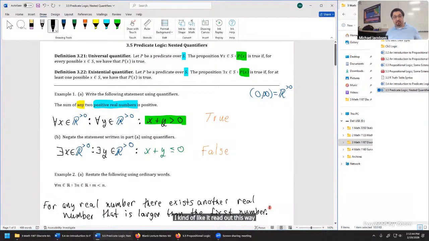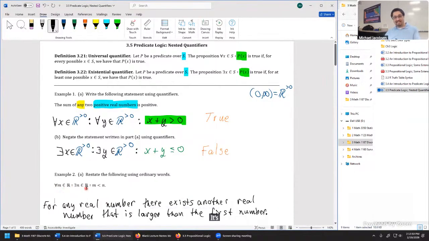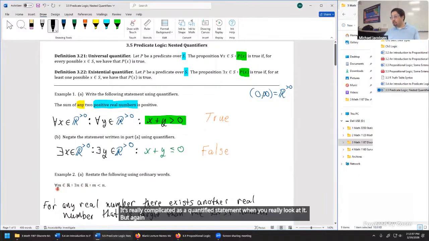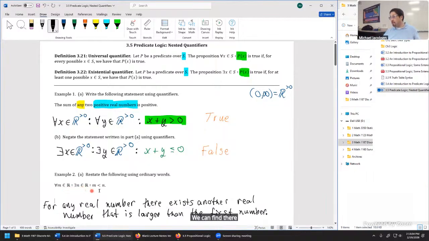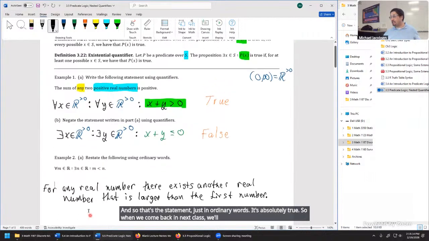It's really just the mathematical fact that there is no largest real number whatsoever. You pick any number, and I can find a larger one. It's really complicated as a quantified statement when you really look at it. But again, just going left to right, for any real number whatsoever, there exists another real number that's larger than the first one. And so that's the statement just in ordinary words. It's absolutely true. So when we come back in next class, we'll negate it and see what goes on.